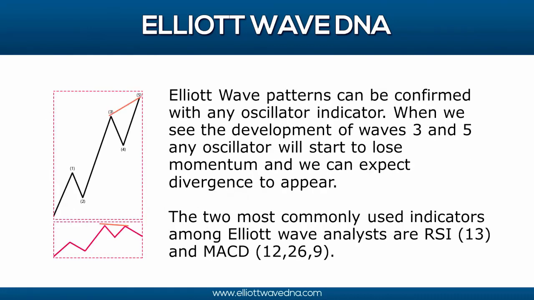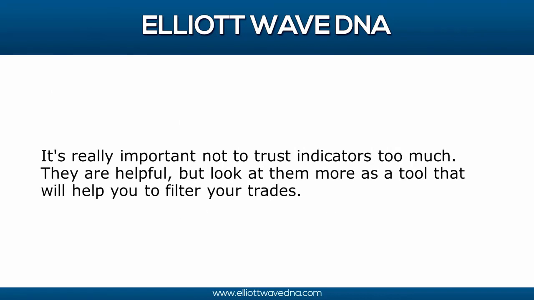Elliott wave patterns can be confirmed with any oscillator indicator. When we see the development of waves 3 and 5, any oscillator will start to lose momentum and we can expect divergence to appear. The two most commonly used indicators among Elliott wave analysts are RSI and MACD. It's really important not to trust indicators too much. They are helpful, but look at them more as a tool that will help you to filter your trades.